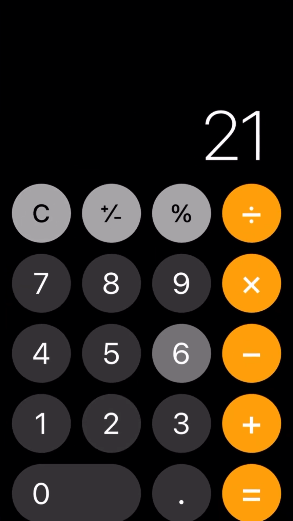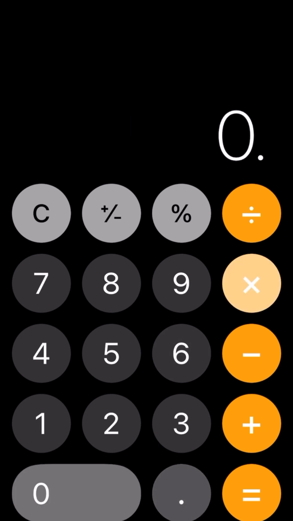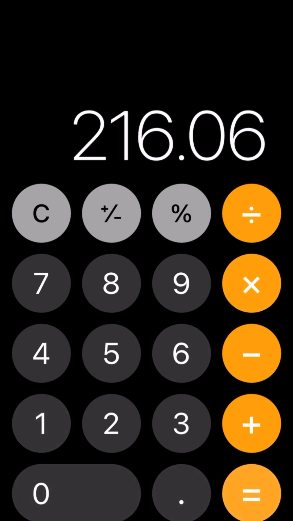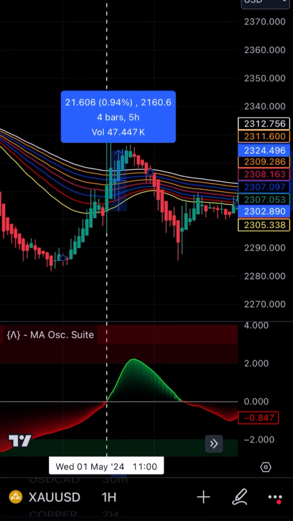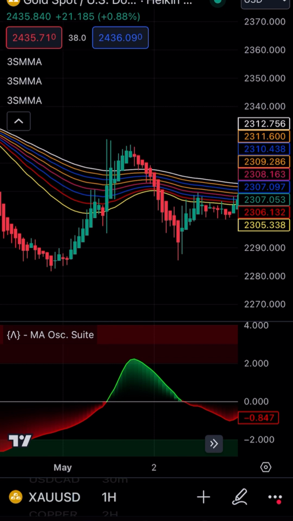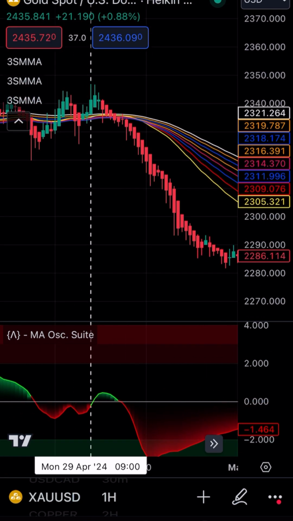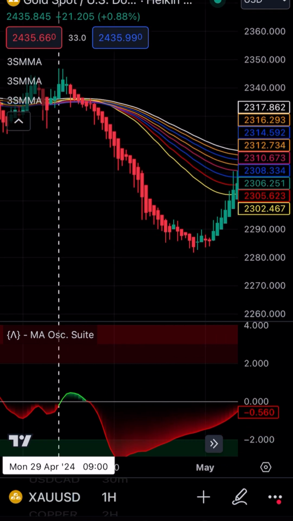This is a 21,606 pip move at a cent here. This would have been $216. If you did this at 10 cents, you would have made $2,160. So you can see this strategy works really well. Let me see if there's one more. I think there might be one more. Yeah, one more. Let's just do this last one here.